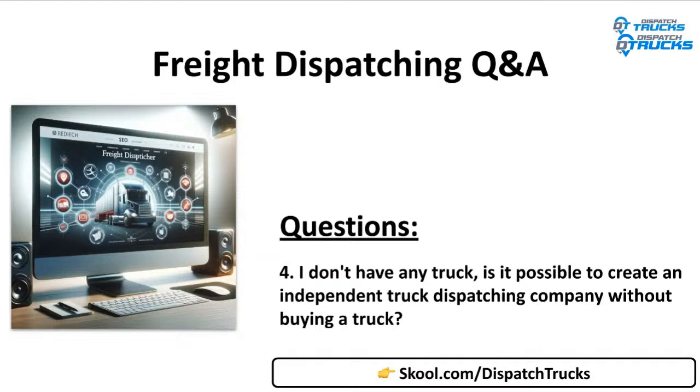For independent freight dispatchers, the MC number is not required. And obviously you don't need any equipment, meaning you don't need a truck or a trailer. If you have a truck and trailer, then what's happening? You must have an MC in order to operate this truck. Once you apply for an MC, and MC stands for motor carrier, you're basically becoming a carrier. Okay? So hope that helps.